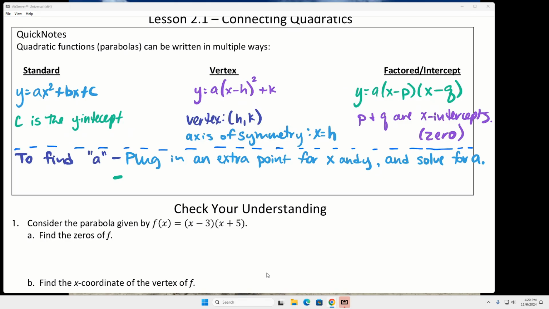All right, the other one you have to know, you have to know the x-intercepts and the y-intercept to do this one. It's easier though if you know those. So if you know the x-intercepts and y-intercepts.